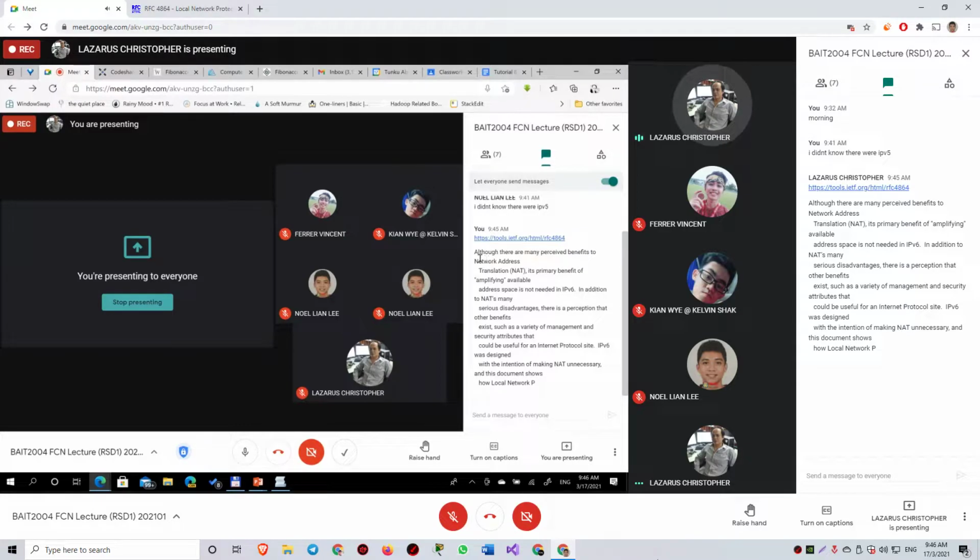Right, so here you can see that all this is an abstract. If you read, I'm just going to quote it: although there are many perceived benefits to network address translation, its primary benefit of amplifying available address space means that even with one global IP version 4 address, it is able to support whatever range of private address space that you have inside your own local area network. You can see that its primary benefit of amplifying available address space is not needed in IP version 6.